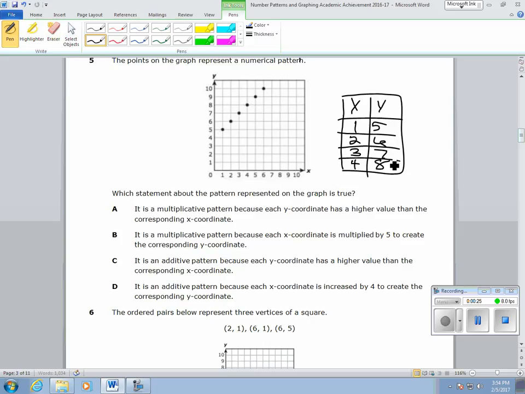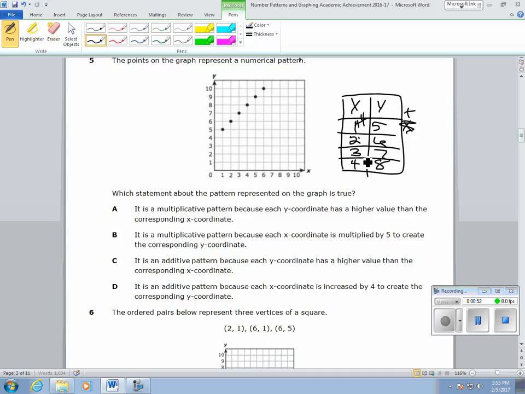4 and 8. So automatically I'm going to apply my additive or my multiplicative rule, because that's the only two rules that you use in 5th grade. So if I do 1 times 5 is 5, that'll work, but 2 times 5 is 10, not 6. 3 times 5 is 15, so that does not work. So we know that the multiplicative rule is out. So then we would have to do an additive rule, plus 4, plus 4, plus 4. That definitely works.